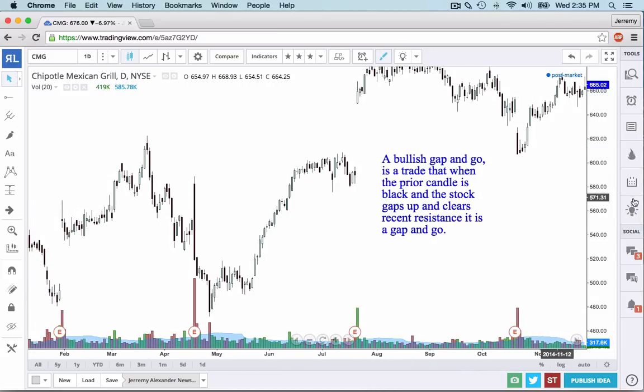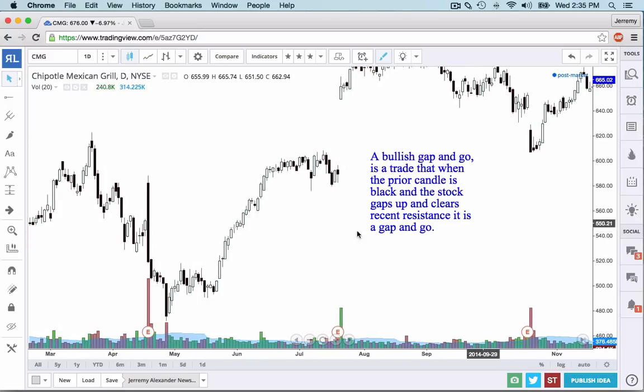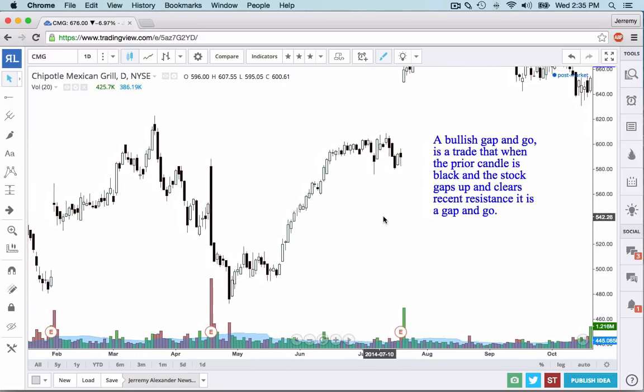So let's talk about why. Well, how are black candles created? Black candles are created from selling pressure. And in the stock market, you can have different forms of selling pressure. You can have selling to close or selling to open.